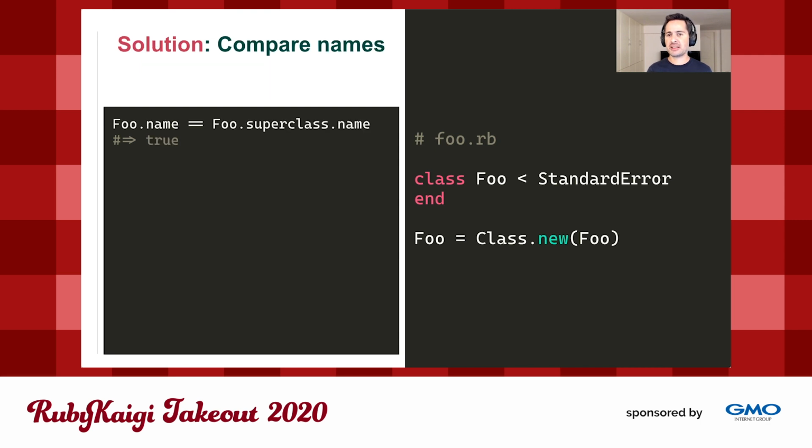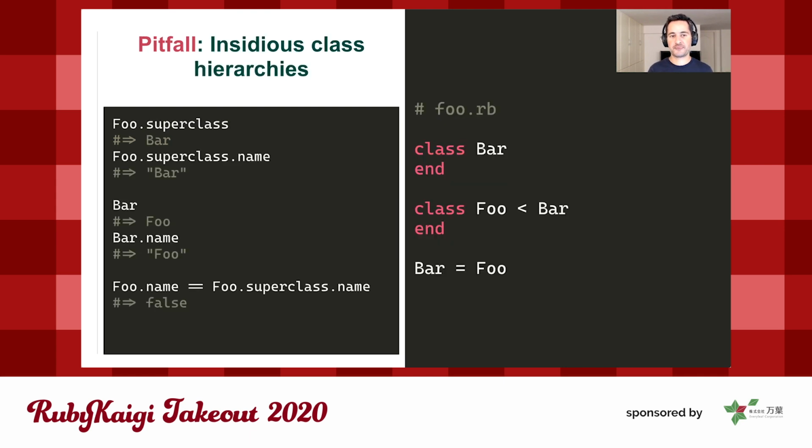So the solution here is that their names are the same. They both have the name Foo. So if you compare the names and they're the same, then you can again skip generating that superclass.